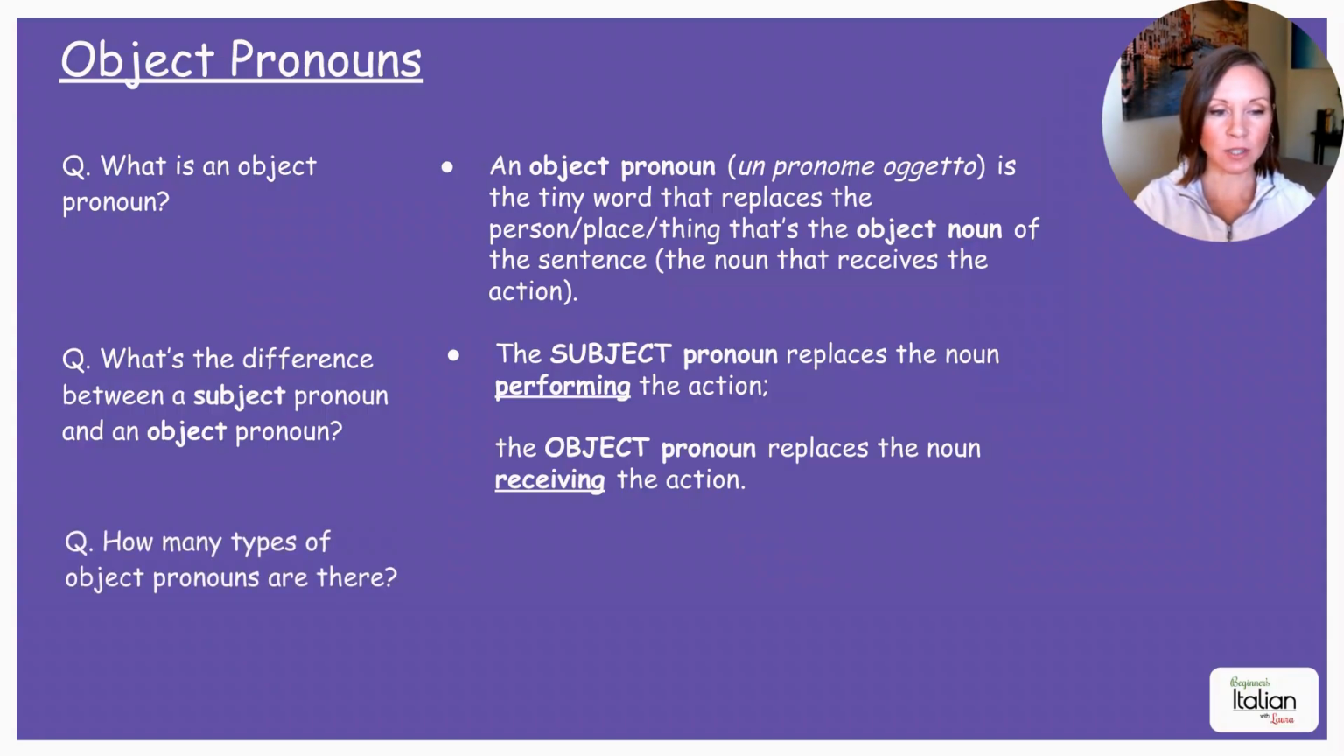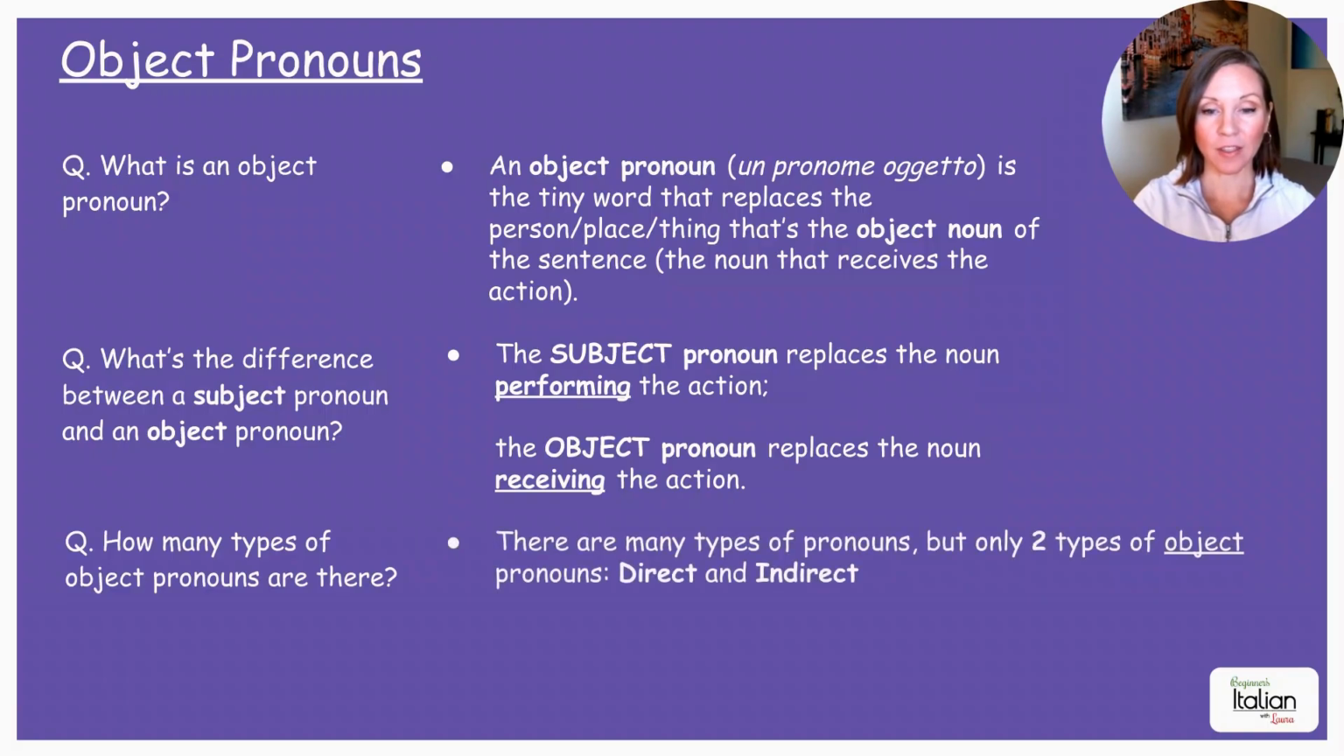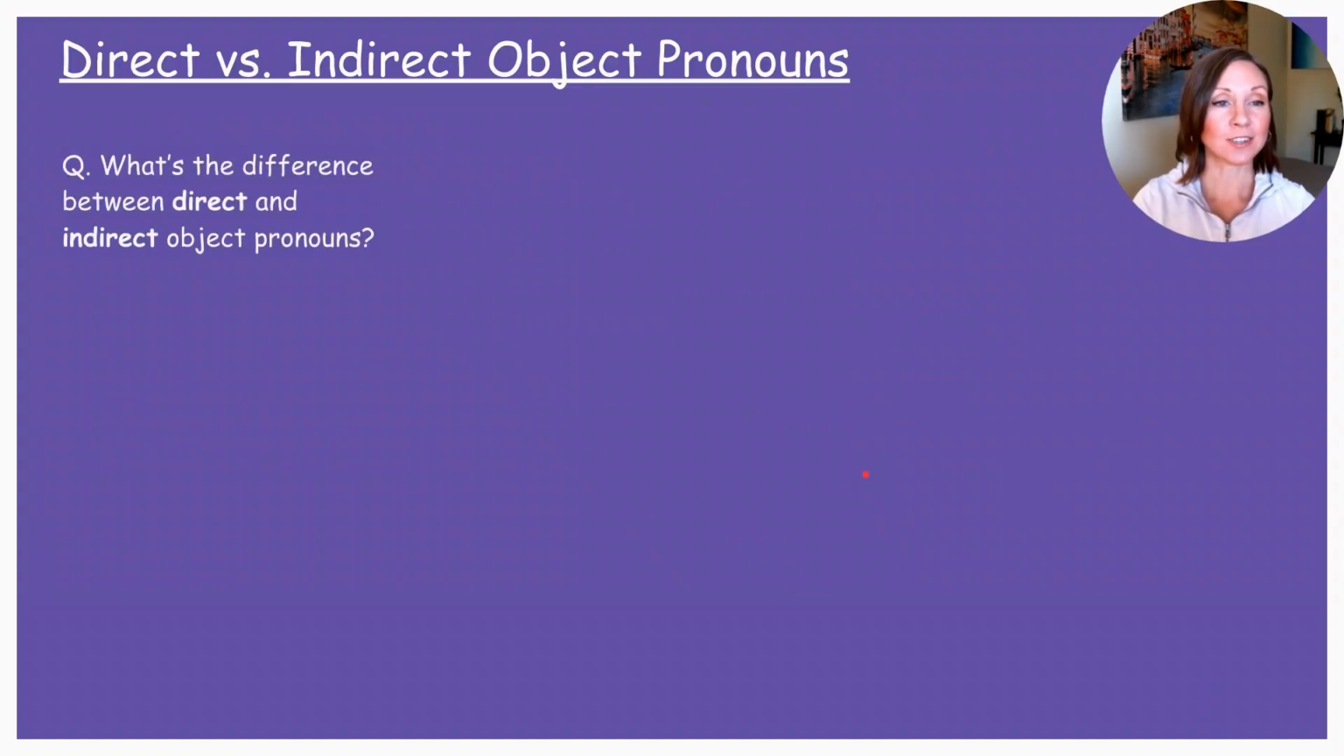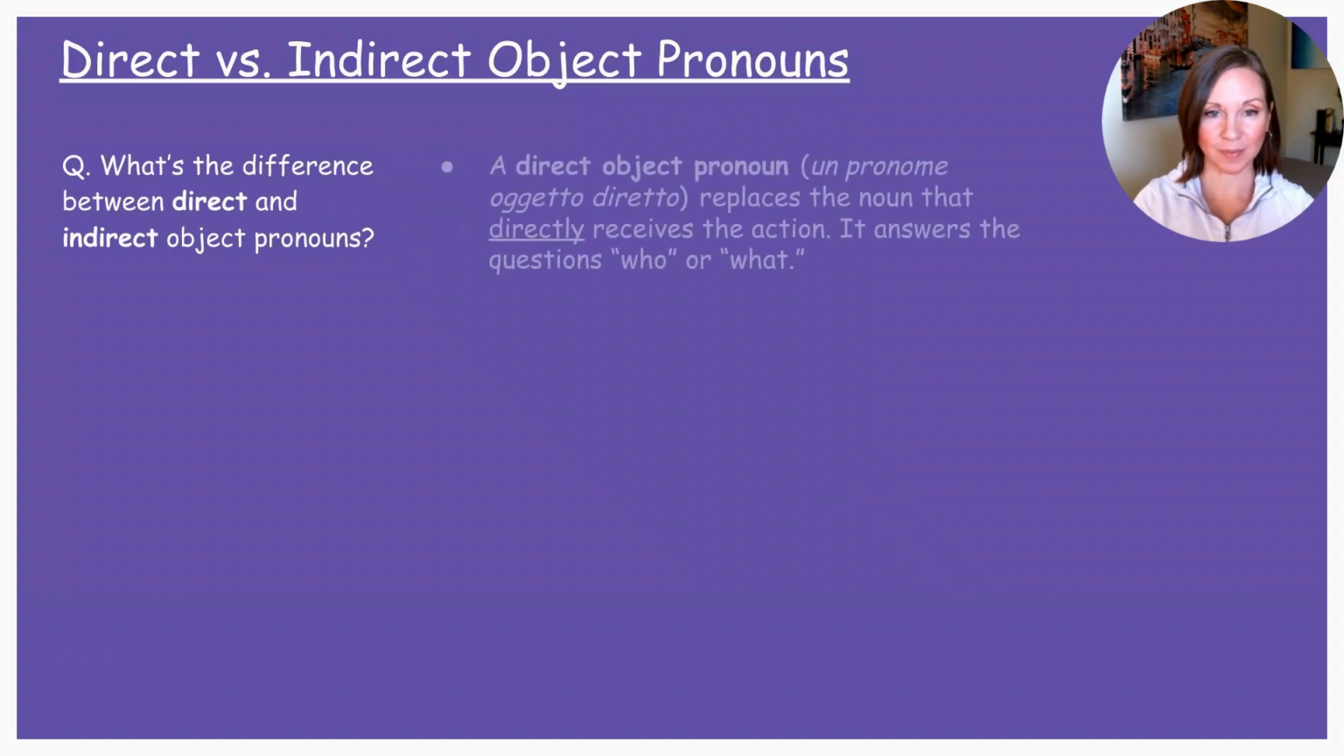How many types of object pronouns are there? There are many types of pronouns, but only two types of object pronouns. Okay, so we have direct and indirect. Direct versus indirect object pronouns. Okay, first let's talk about the differences. So what is the difference between direct and indirect object pronouns? A direct object pronoun, un pronome oggetto diretto, replaces the noun that directly receives the action. It answers the question who or what.